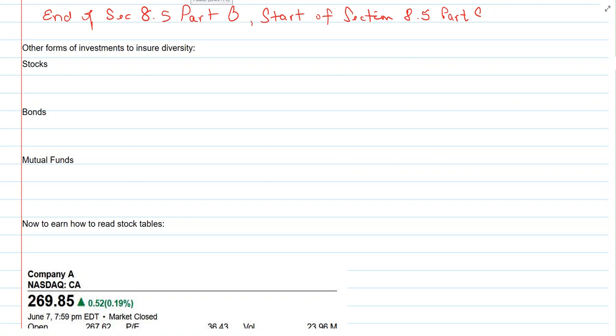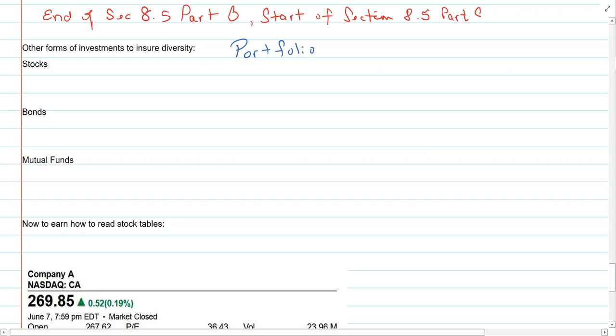We have now completed this second part of part 8.5 about annuities and stocks, and we're at the very last consideration of the portfolio. And these are investments that ensure diversity. The idea of a portfolio is to be diverse, and that means a variety of investment types.